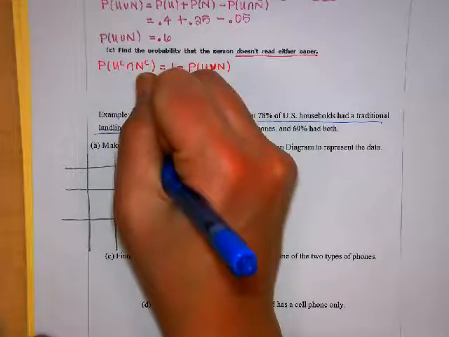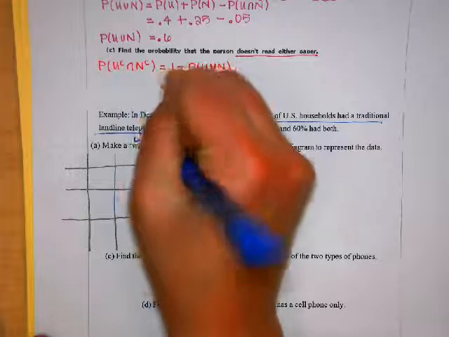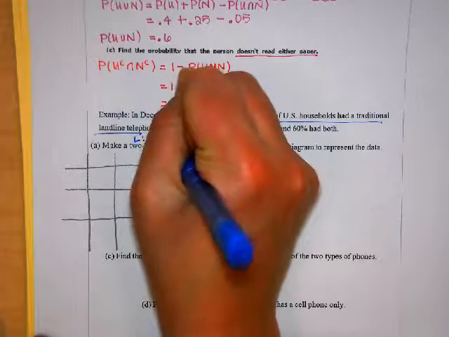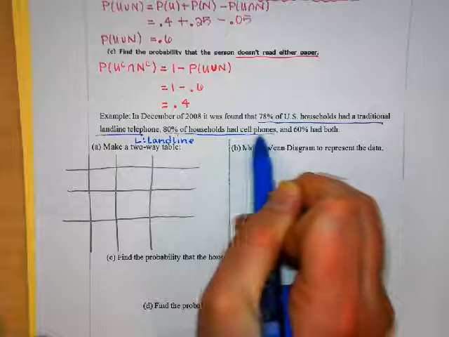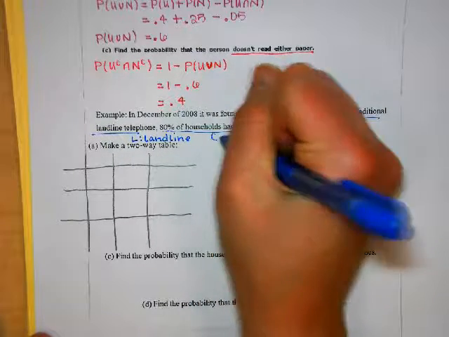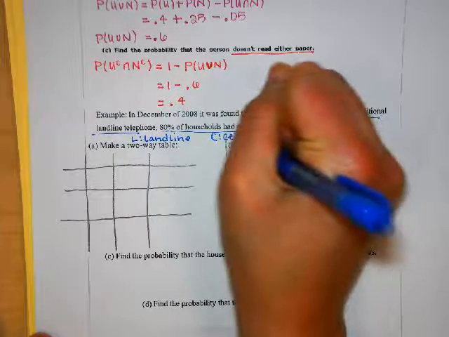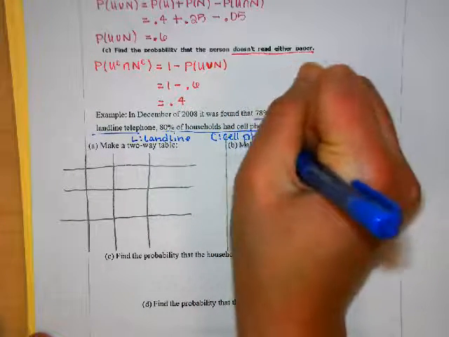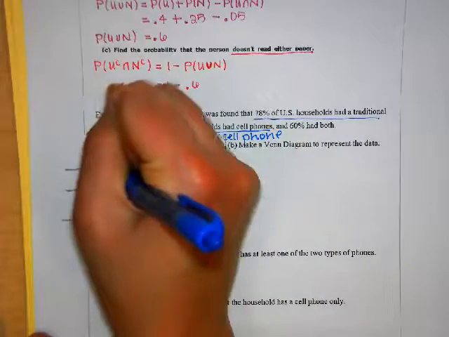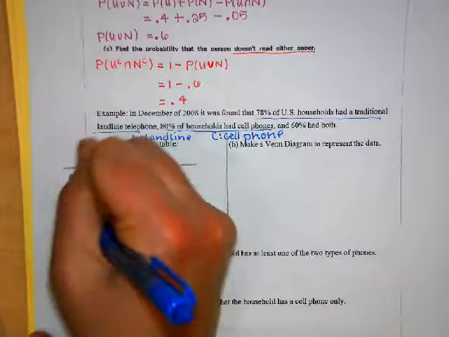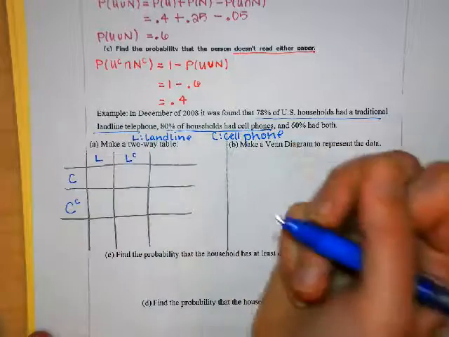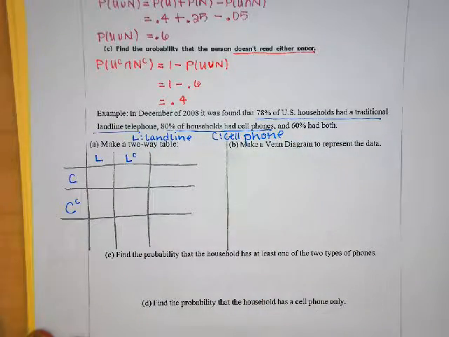80% have a cell phone, so I'm going to use C to mean a cell phone. So we have L and L complement, C and C complement, and just because I'm feeling lazy because it's Friday, I'm not going to spell the word total. I'm going to abbreviate it as TTL.